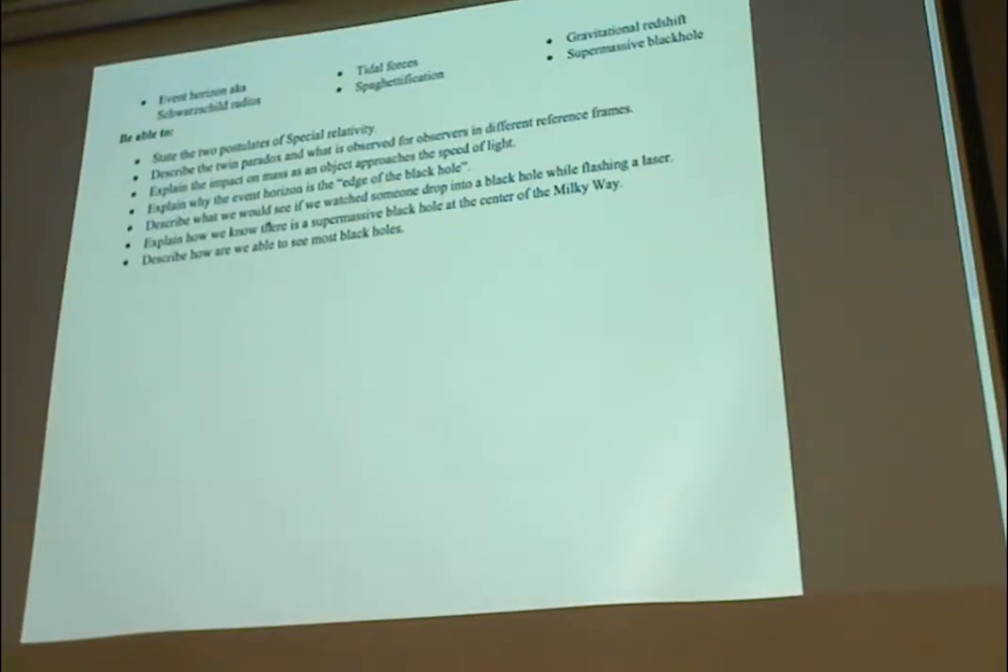At the center of the Milky Way galaxy is a supermassive black hole. It is 4 million times the mass of the sun. And how do we know that it's there? Well, it's black, isn't it? It turns out black holes are not very black most of the time.